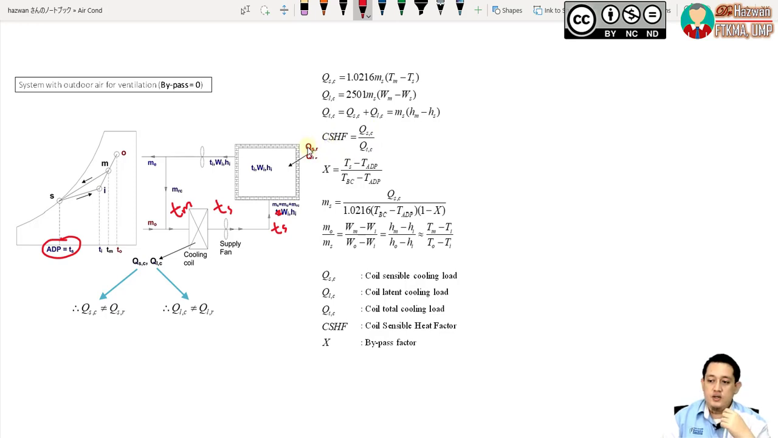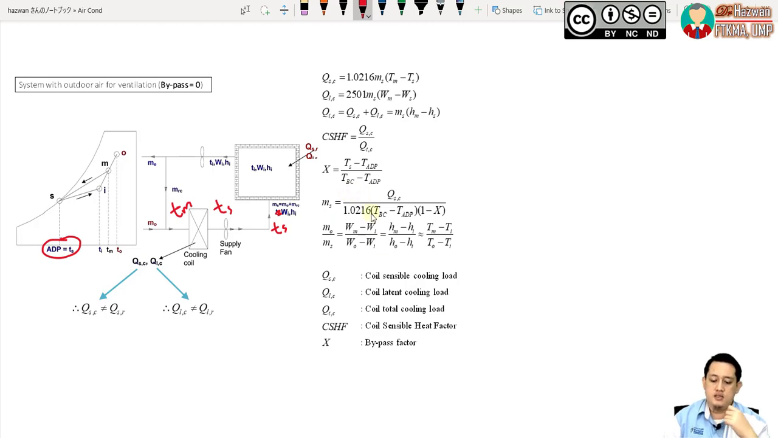I already mentioned about bypass equals to 0. So this bypass factor here, we can calculate it using this equation. Bypass factor here, if we see, Ts minus TADP. So Ts is this one, the supply temperature here. TADP is this one. Apparatus dew point means the temperature of this cooling coil. TBC. What is TBC?